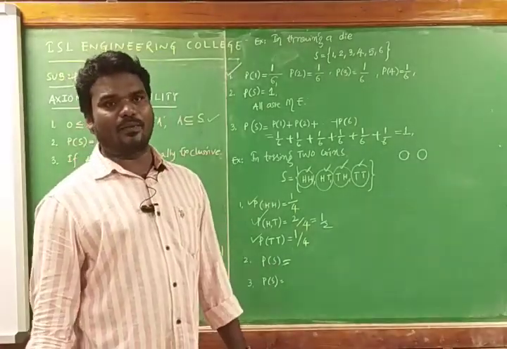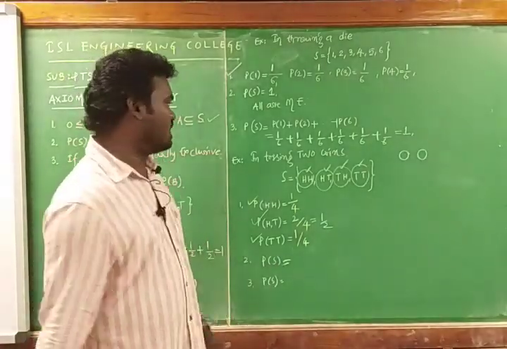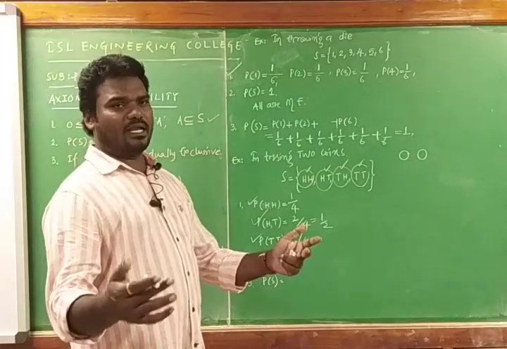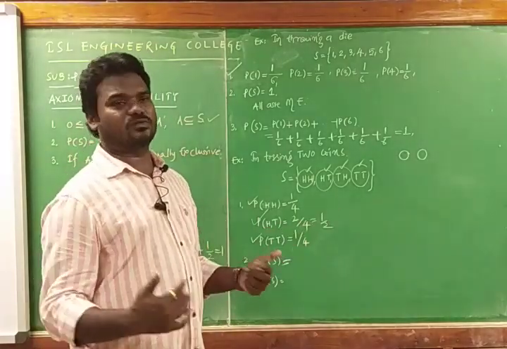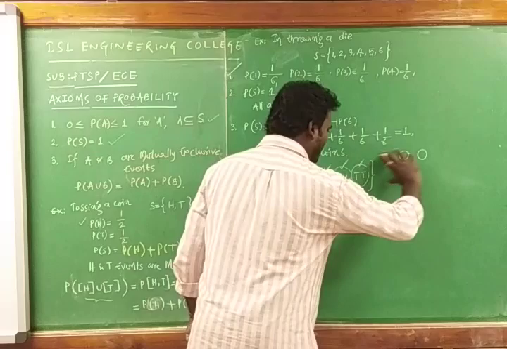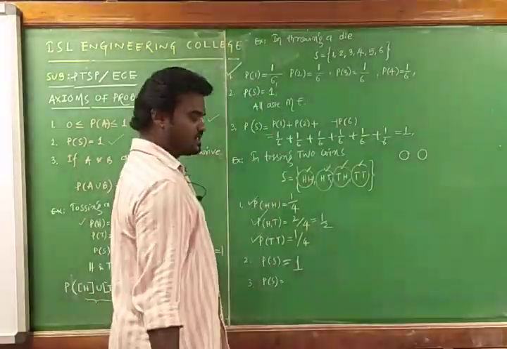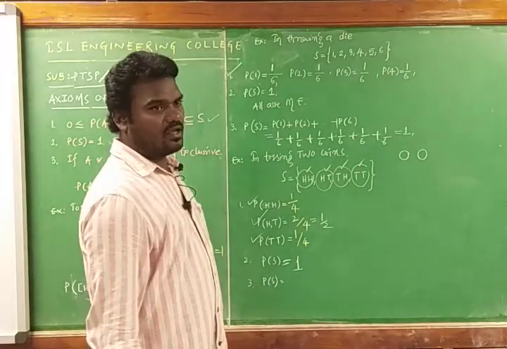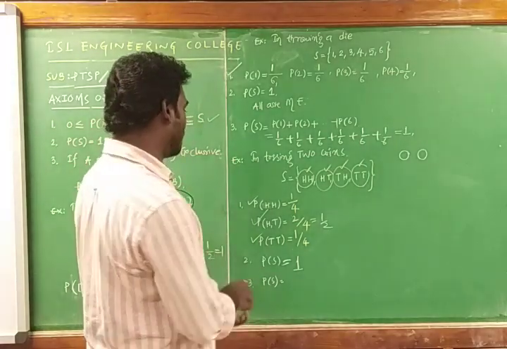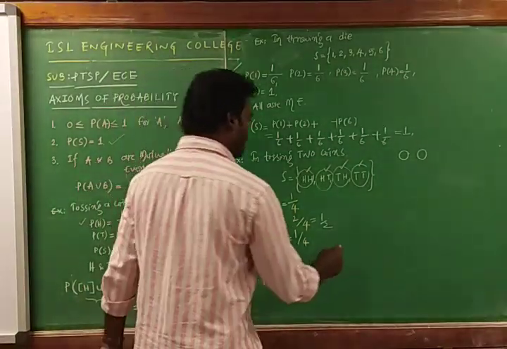We know that the probability of the sample space is the probability of having all the outcomes, and that is 1 only. So the probability of the sample space is 1 only. In another manner, you can define this also.